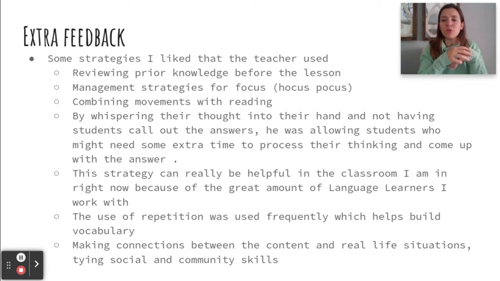He also used movement when reading. He had everybody stand up and read like you're driving, and when a period comes, you break. So all of that really includes every type of learner. I really enjoyed the way he taught and some of the strategies that he used.